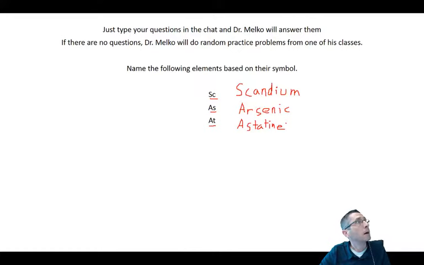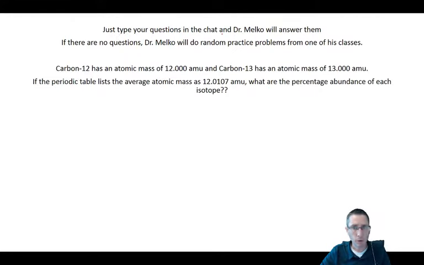Astatine. And this is going to be different even than argon, right? So a lot of times arsenic is confused with AR, but that's actually argon, and that's a noble gas in that last column. Okay, so these are the types of questions you can expect, so definitely put in the work to memorize these element symbols.